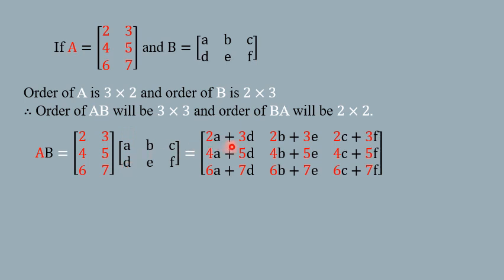So to find this element, we take the first row of the prefactor and the first column of the postfactor.